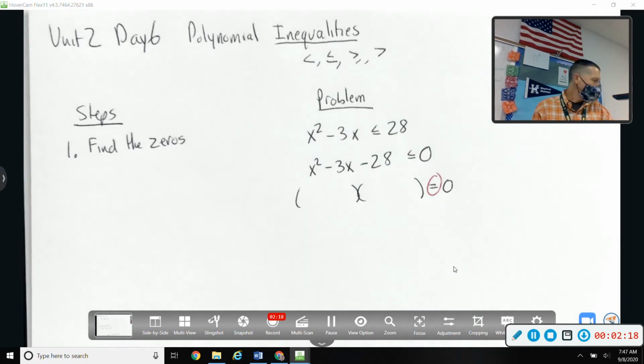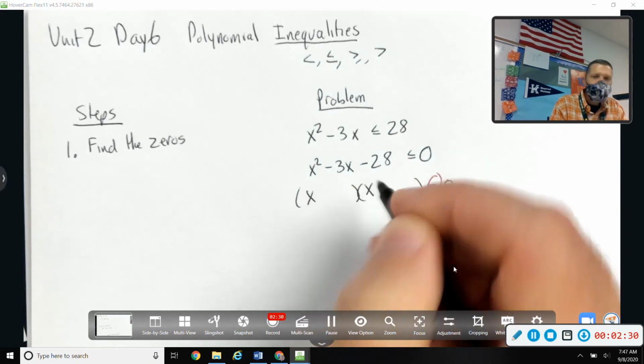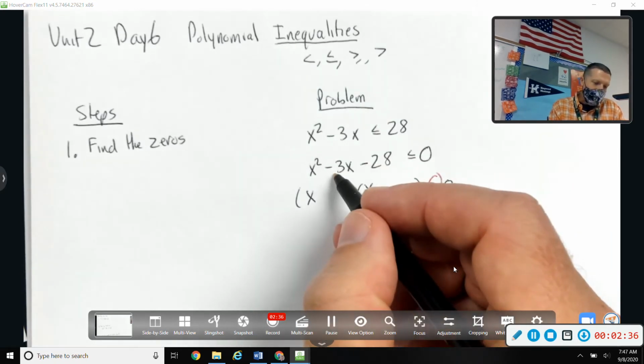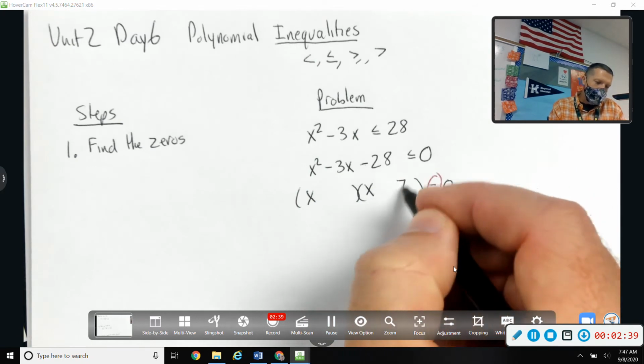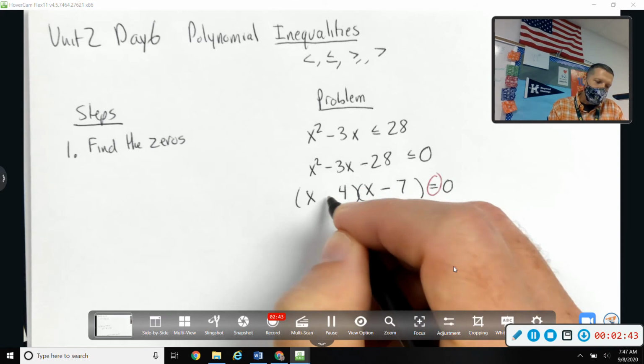All right, this one will factor. And in fact, I think all of the ones today will factor. So that makes life a little bit easier for you. But assuming you can factor, of course. Let's see, multiply to negative 28, add to negative 3. So 7 and 4, with a minus 7 and a plus 4.